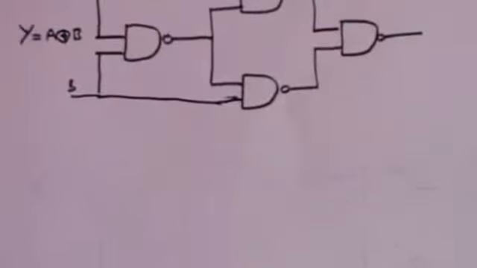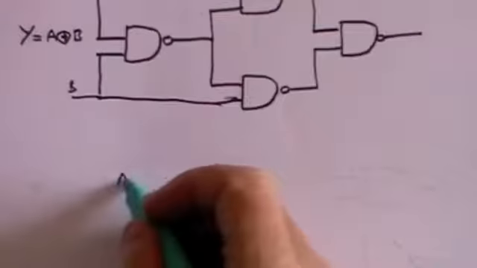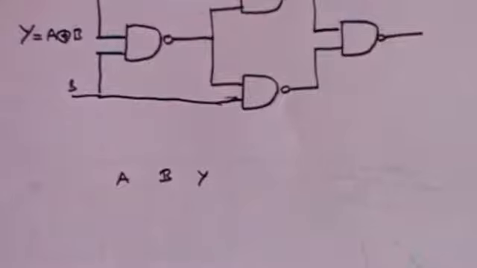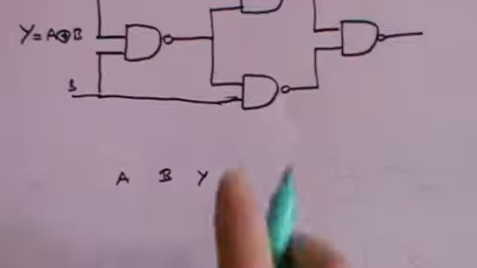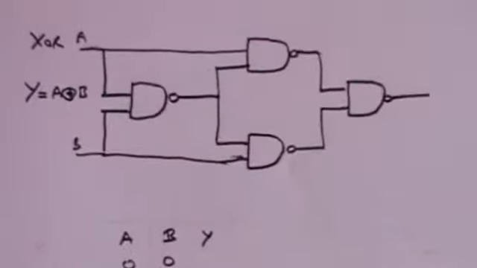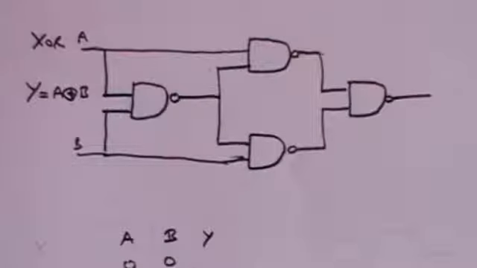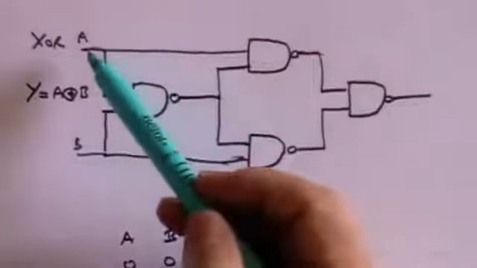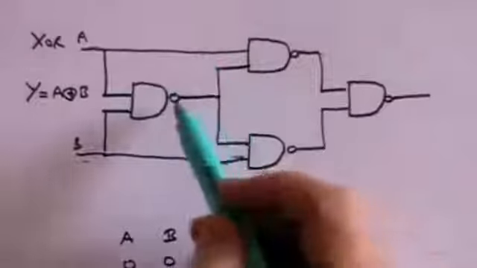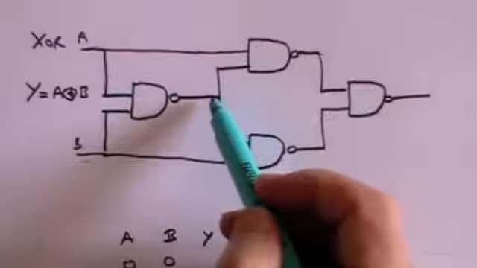So let's try to create the truth table. We've got A and B, and we've got Y, which is the output. And let's start off with A and B both being 0. And remember that the point about a NAND gate is that you get an output in all circumstances unless both the inputs are positive. So we've got 0 coming in here, 2 zeros, that will give us a positive output.